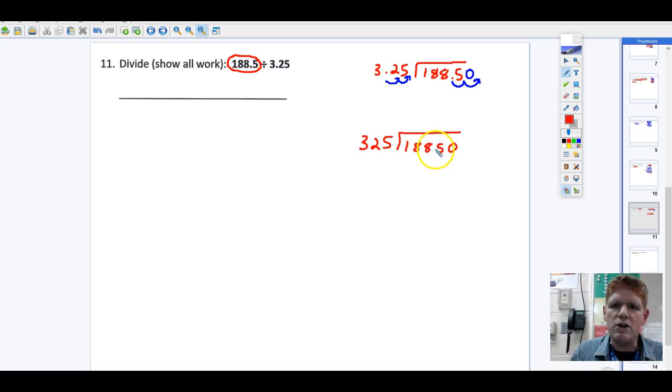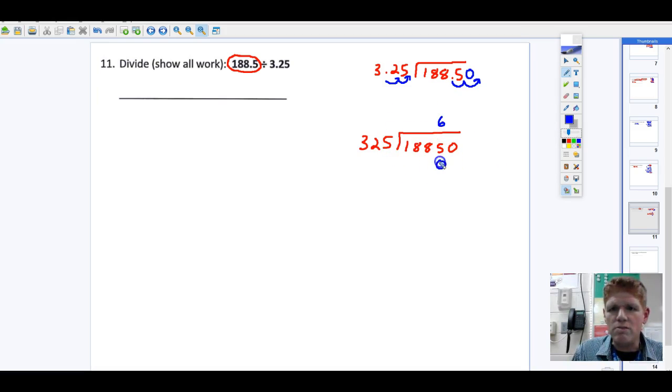325 goes into 1,885 about the same number of times that 300 will go into, let's say, 1,900, right? 1885 is really close to 1,900. So about how many times is that? Well, it'll go in the same number of times that 3 goes into 19. And that's 6. So I'm going to erase all of this, kind of clear up the confusion. So we'll guess 6. Remember, this is a little bit of a guessing thing. So don't get irate. If you get it wrong, it's fine.